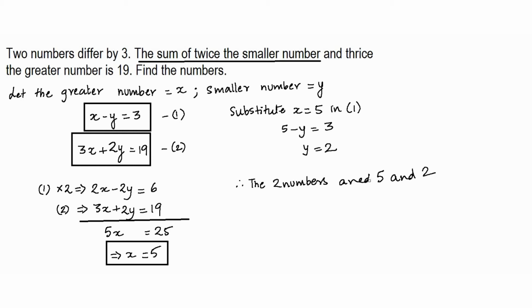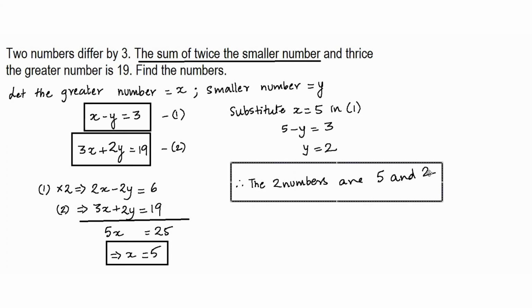Now let's quickly check. The two numbers are differing by 3. 5 minus 2 is indeed 3. And sum of twice the smaller, so twice the smaller would be 4, and thrice the larger number, that is 15. So 15 plus 4 will be 19. And that matches the given condition. So the solution is absolutely right. And I'm going to pause for a couple of seconds and then move on to the next one.